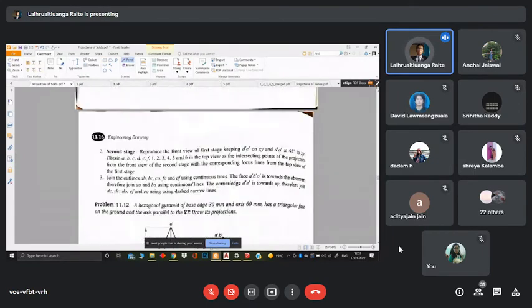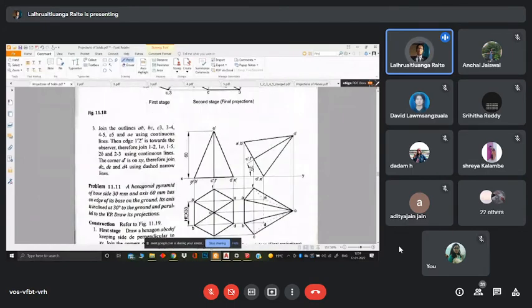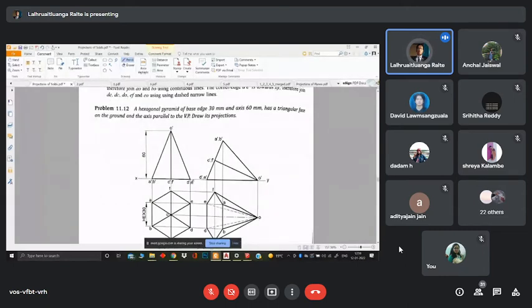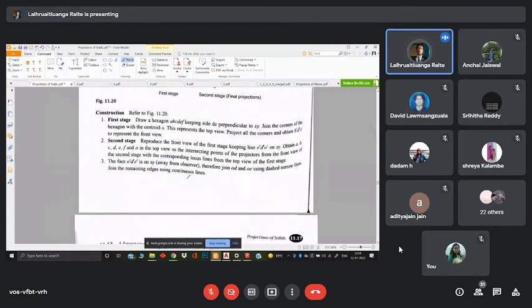All right. So when we have conditions like this, it is very much similar, so I won't ponder on it. Let's see. Problem 11.12. A hexagonal pyramid of base side 30 mm and axis 60 mm has a triangular face on the ground and the axis parallel to the VP. Draw its projections. Here it does not tell us anything about the inclination. So let's ponder upon how this is done.